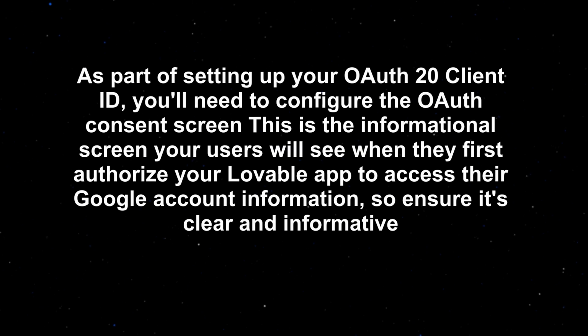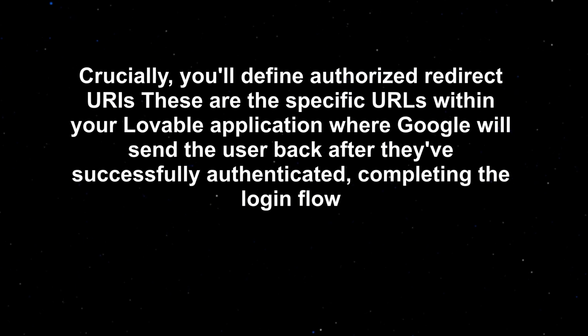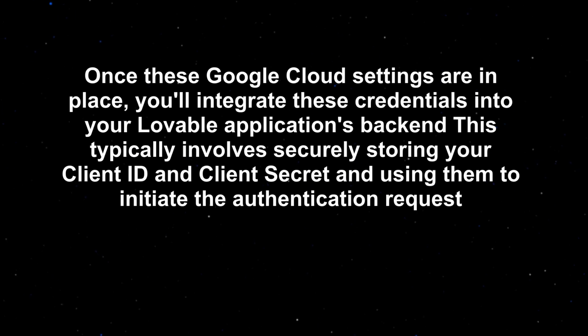As part of setting up your OAuth 2.0 client ID, you'll need to configure the OAuth consent screen. This is the informational screen your users will see when they first authorize your Lovable app to access their Google account information, so ensure it's clear and informative. Crucially, you'll define authorized redirect URIs. These are the specific URLs within your Lovable application where Google will send the user back after they've successfully authenticated, completing the login flow.